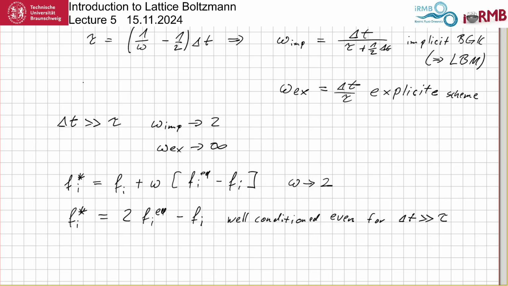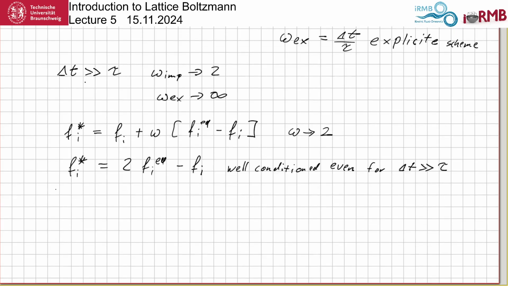So we call this regime where 2 is larger than omega, which is larger than 1, over-relaxation.